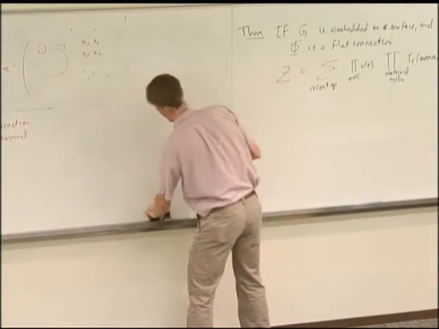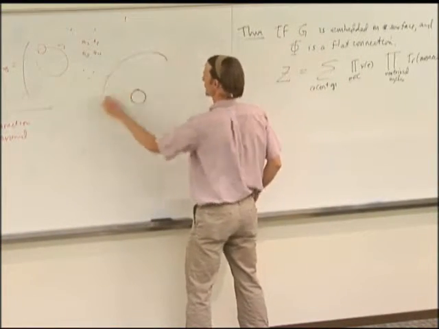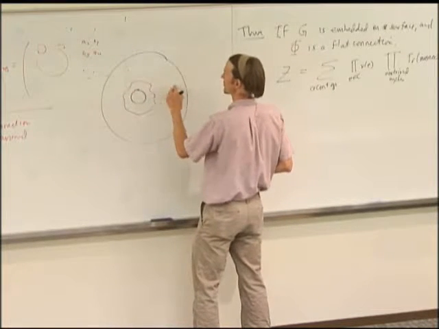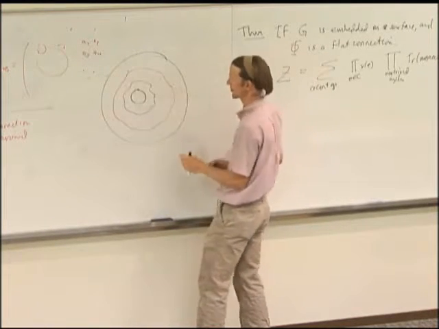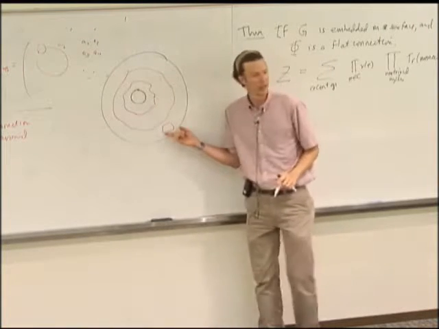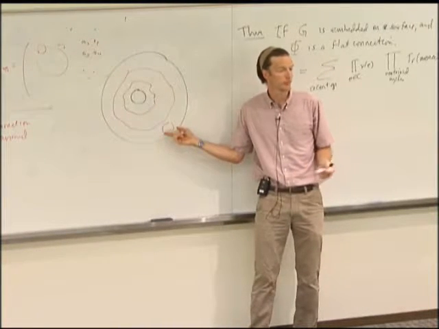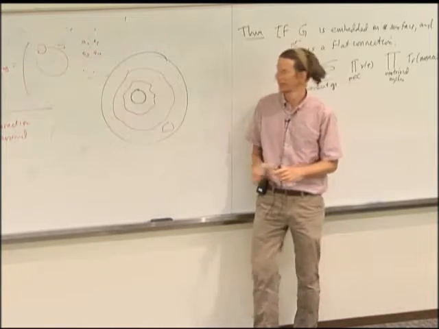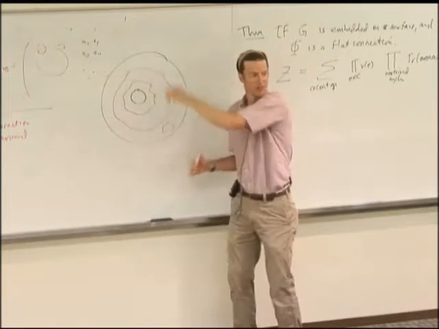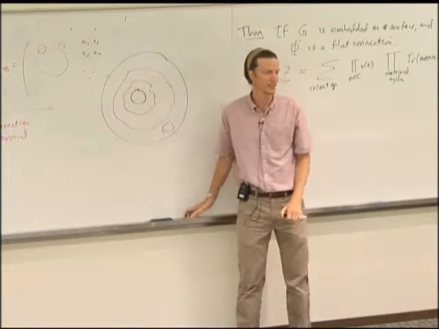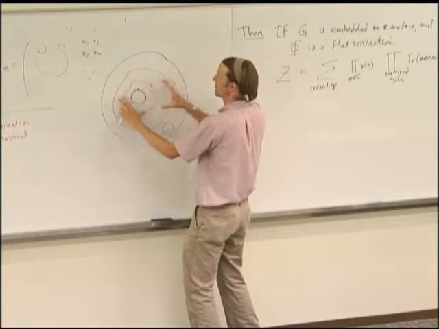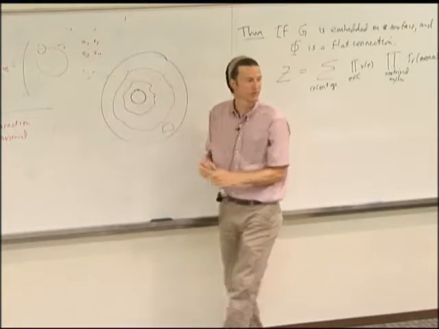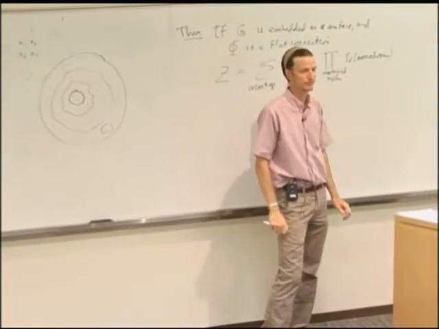So here's our annulus. Our typical configuration can have a bunch of cycles which wind around. The cycles which don't wind around contribute just one. All the cycles that go around contribute the same amount because it's a flat connection. The monodromies for cycles which are parallel to each other are conjugate to each other, so they contribute the same trace.